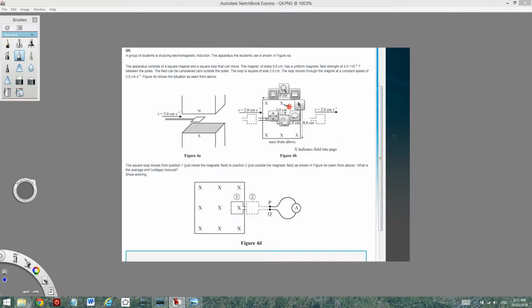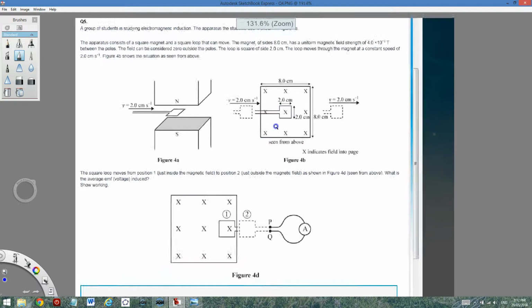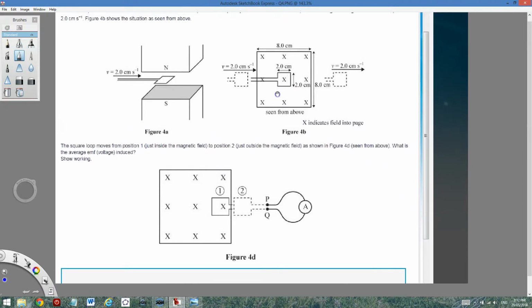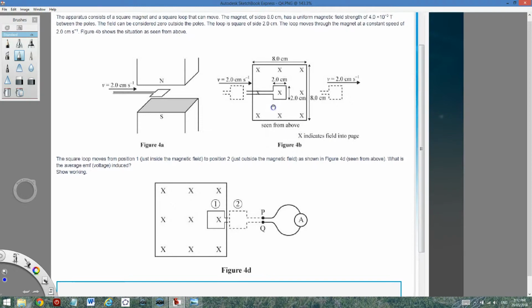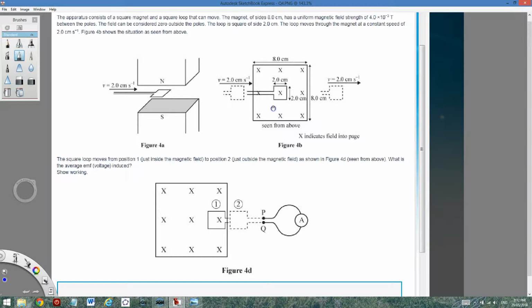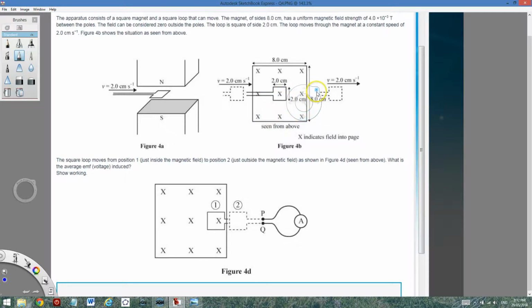Now look at this question. It's the same question. Now what we need to find is the average EMF induced. So in this case, use the equation.